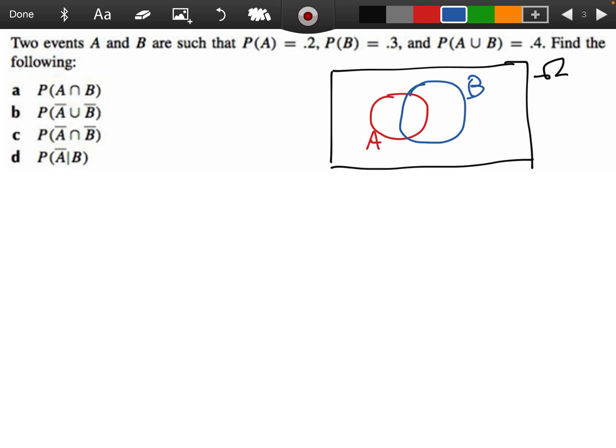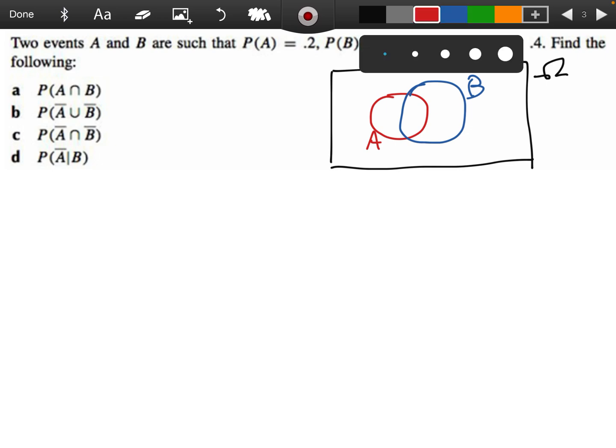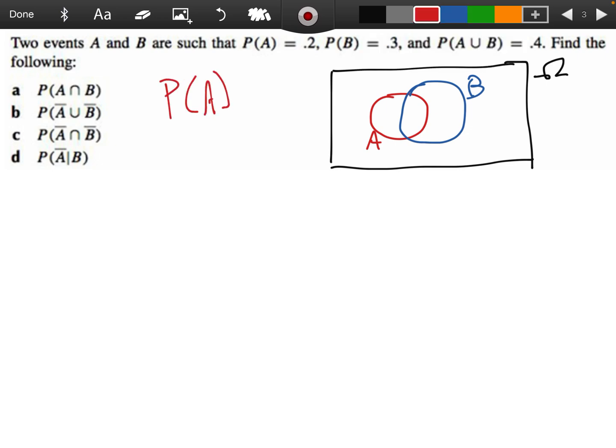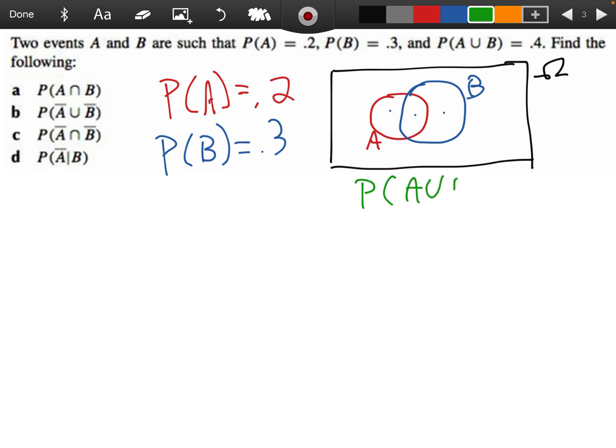And note that what we're given is that the probability of A is equal to 0.2, it's 20%, 1/5, whereas the probability of B is 30%, it's equal to 0.3. Furthermore, we're given the probability of the union, so everything inside those two circles: the A without B, the B without A, and the A intersect B, right? And so we have the probability of A union B as being equal to 0.4, 40%.